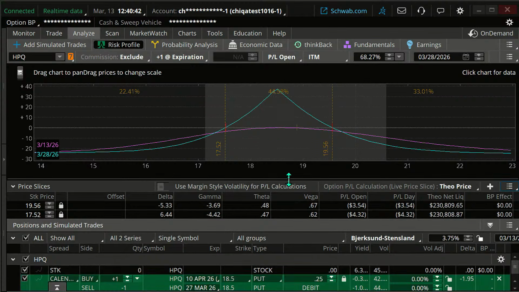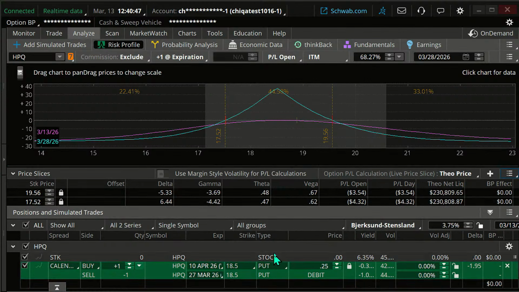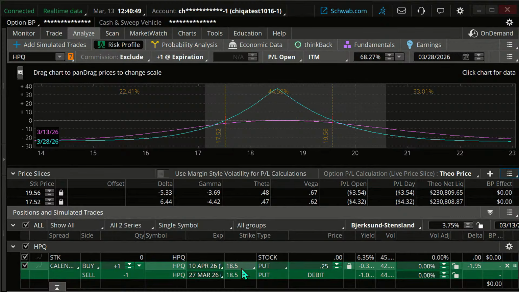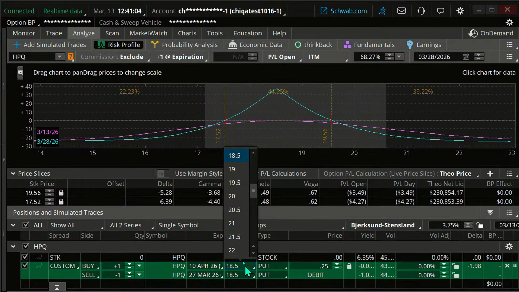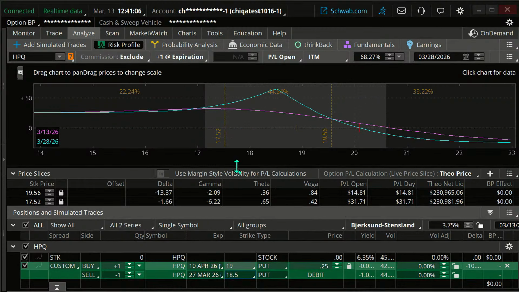But if you want to make these more directional, this is just a straight calendar, what you could do is diagonalize it. How do you diagonalize it? You change the strikes. We're going to make this long strike. Oops, it's not going to let me change them one at a time. So I'm just going to change this from calendar to custom right there. Then it will let me shift my long strike.